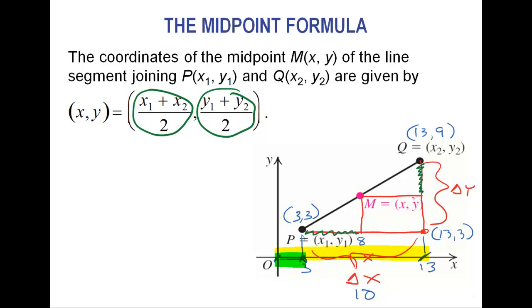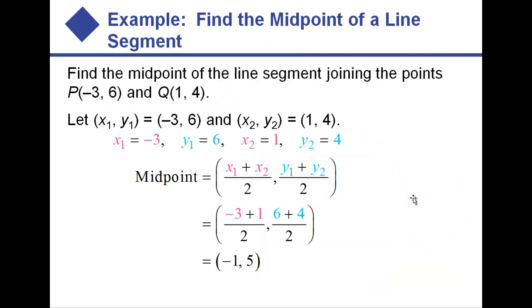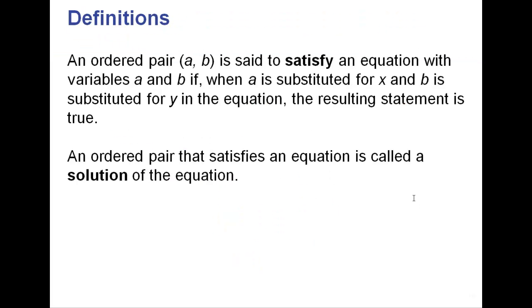Same thing's going to happen in the vertical distance. So this midpoint formula is just finding the midpoint of each of your x distances and your y distances. So really you're just finding the average of two numbers. What's the average of my x's? What's the average of my y's? That's going to be the midpoint. Here's an example with some numbers.